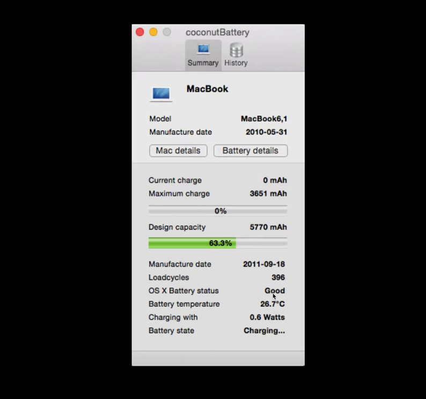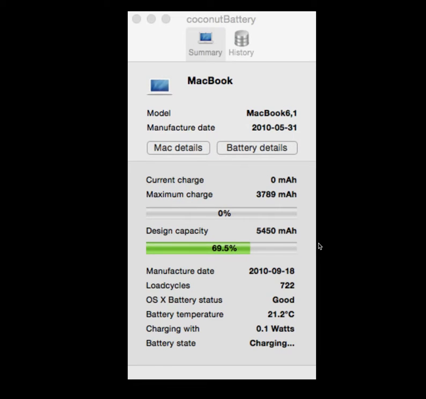It's always good to see that it says good, especially if you're selling laptops, because you don't want your customer to see replace now or replace soon. They don't necessarily understand everything here, and they're just going to consider that to be a bad battery. So anyway, this battery is not charged. 0 milliamp hours, max charge 3651, which is 63.3% of the original capacity, 5770. So go on to the next one.